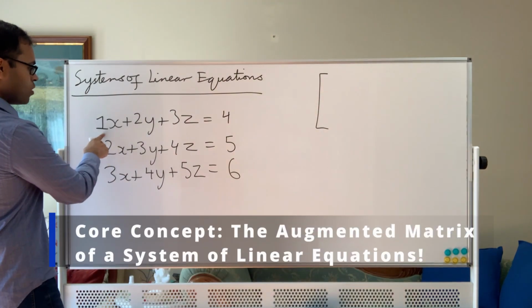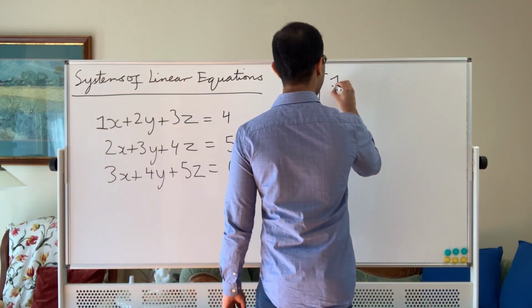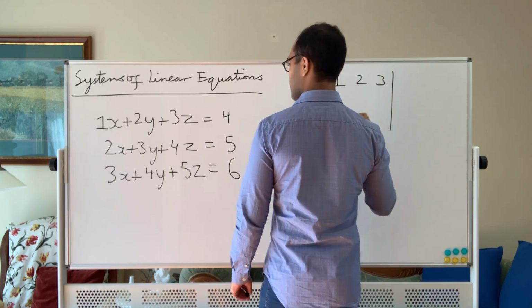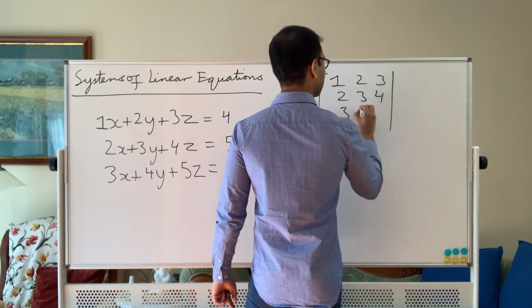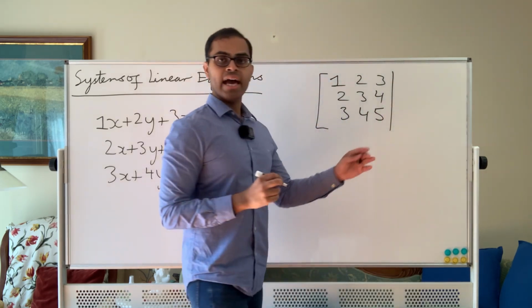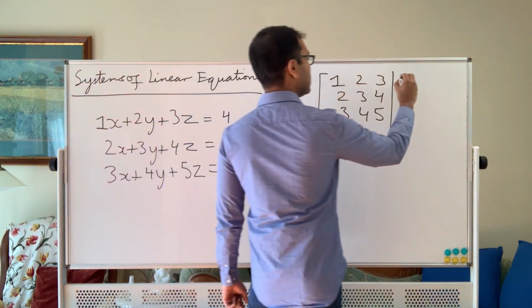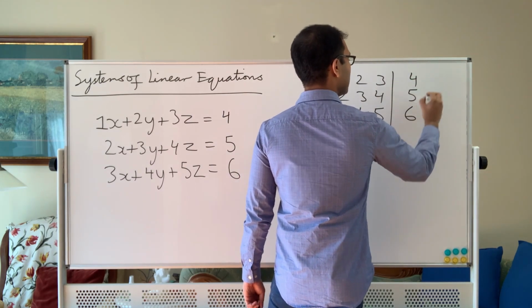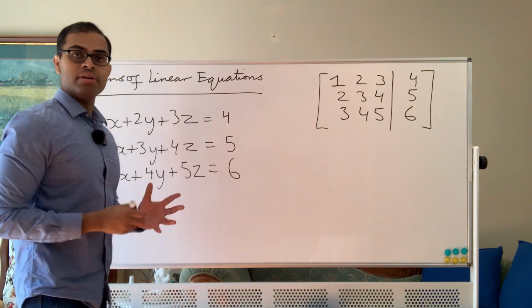So here I've just put a 1 here to say it's just 1x, and now we write out the coefficients 1, 2, 3, and then 2, 3, 4, and then 3, 4, 5. And we've separated a vertical line to denote that these are equal to constants, so they are not coefficients of variables, and they correspond to 4, 5, 6. The process of solving such a system of equations is basically by eliminating variables.